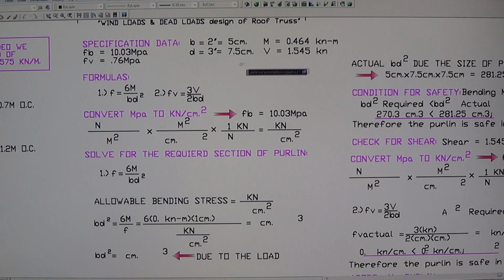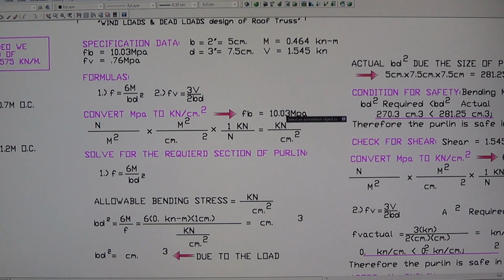per square centimeter. So to convert that, first we have formula 1 and formula 2. This is for the stress, and this is for the shear. Stress is 6M divided by bd squared, and the shear is 3 times V divided by 2bd, where V here is the shear value from the shear moment diagram, 1.545. So now let's go to the conversion of the allowable bending stress of this wood.